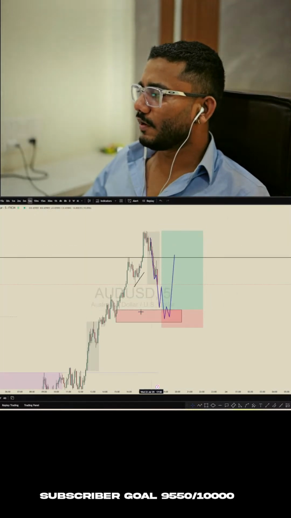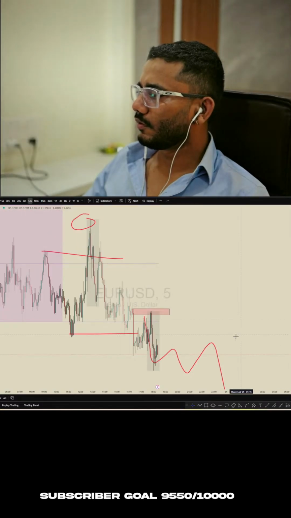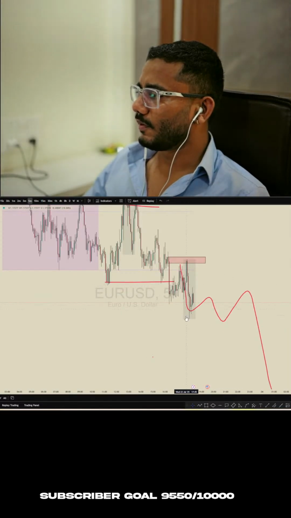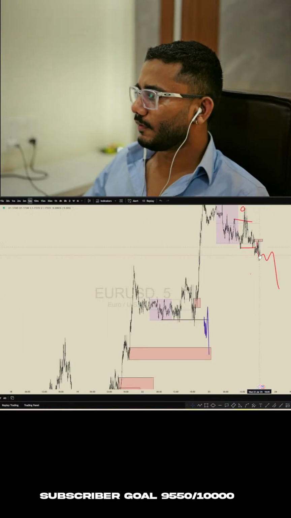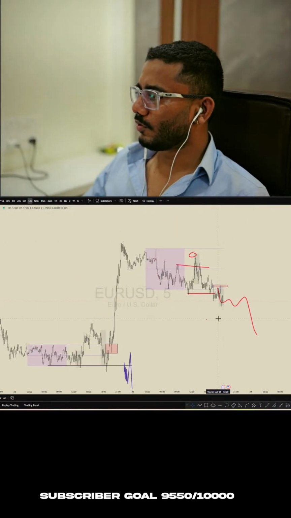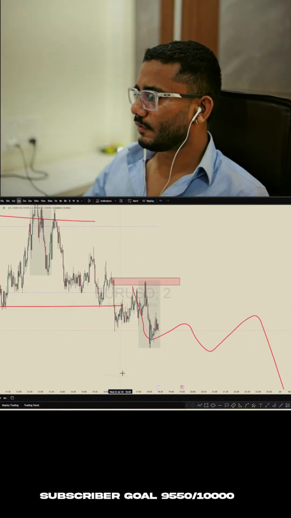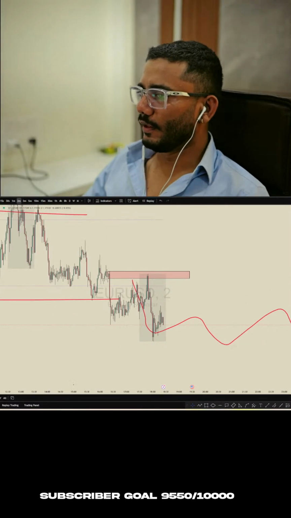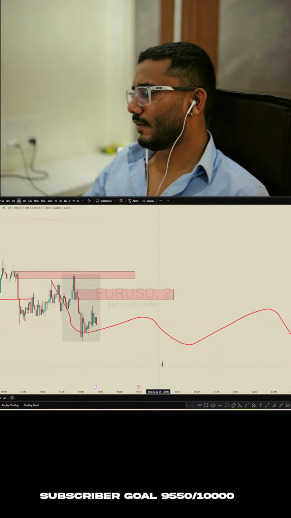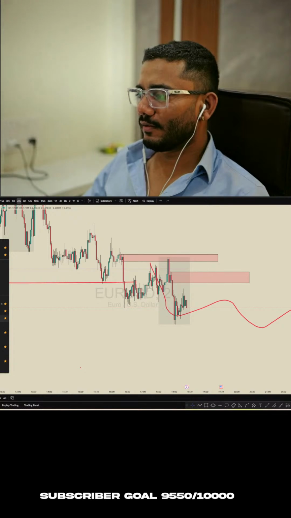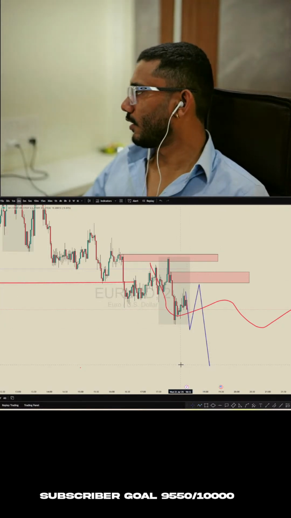On AUDUSD, we have this buy again on Euro JPY. On Euro USD, price from this previous low created a new structure to the downside. I also call this an order block, but I haven't entered here. And this is our new order block where you can look for another sell if price breaks this low and continues lower.